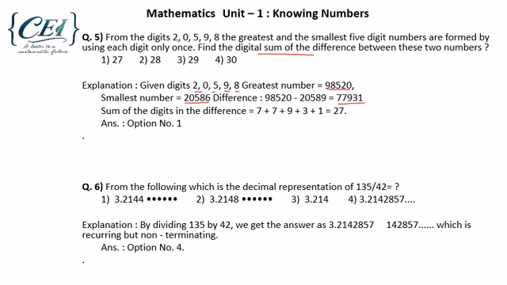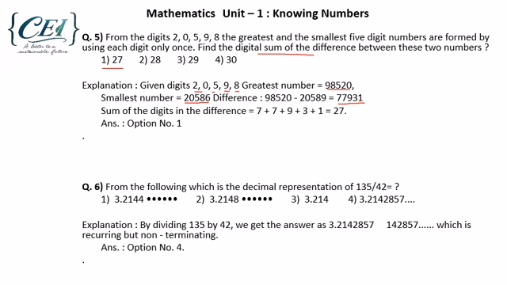So 7 plus 7 is 14, 14 plus 9 is 23, 23 plus 3 is 26, and 1 makes 27. So option 1, 27, is the answer. Option 1 is correct.